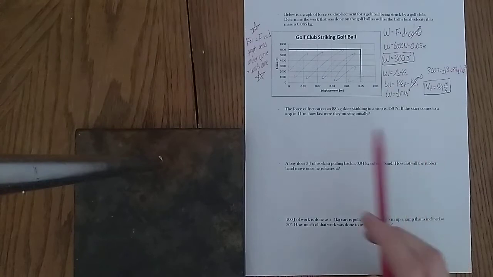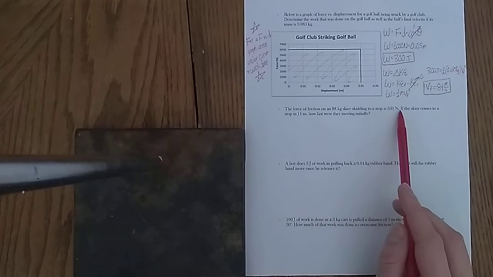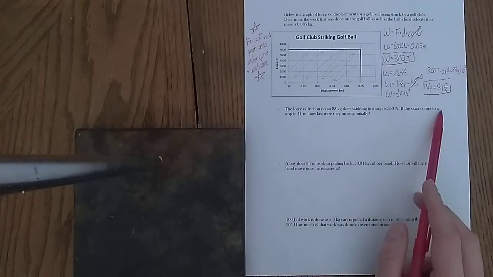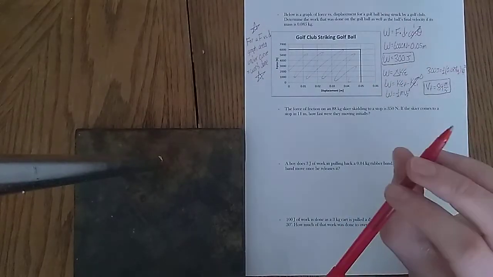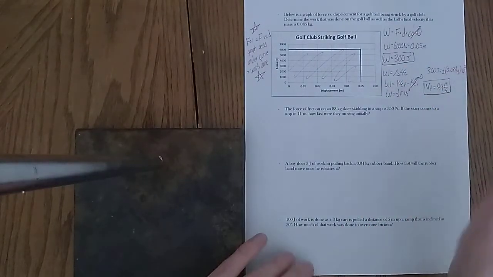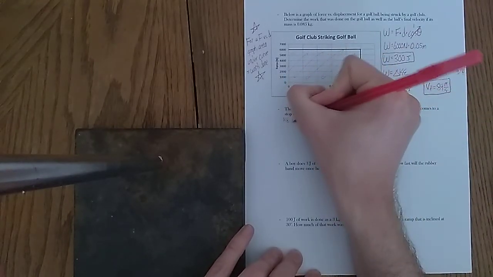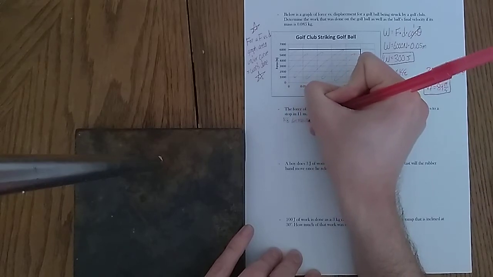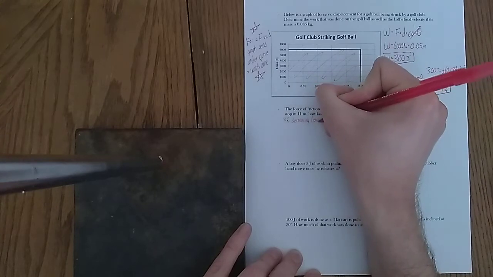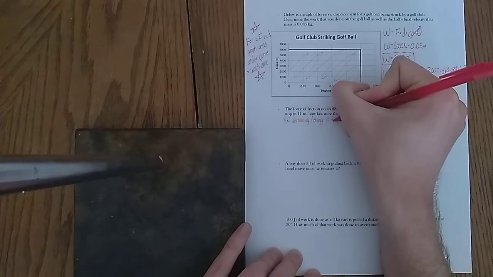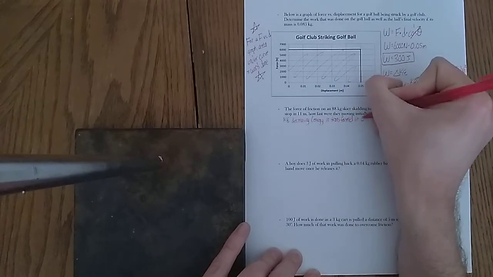Okay, next question. The force of friction on an 88 kilogram skier skidding to a stop is 350 newtons. If the skier comes to a stop in 11 meters, how fast were they moving initially? So let's think about what changes here. Friction is stopping the skier. So since we say stopping, we know that KE is decreasing. But where is that energy going? Let's think about it. KE is decreasing, and energy is transformed into internal energy.